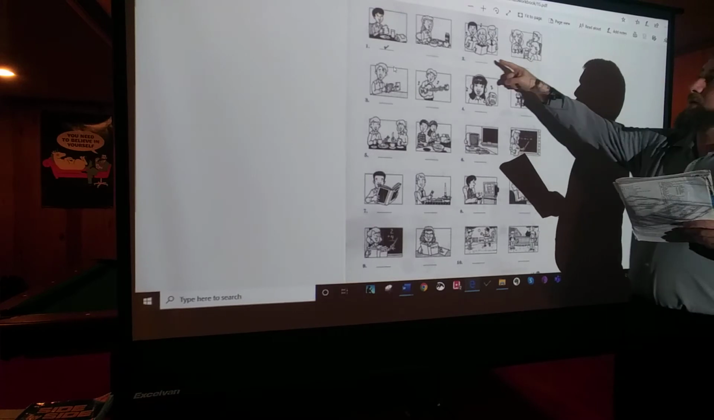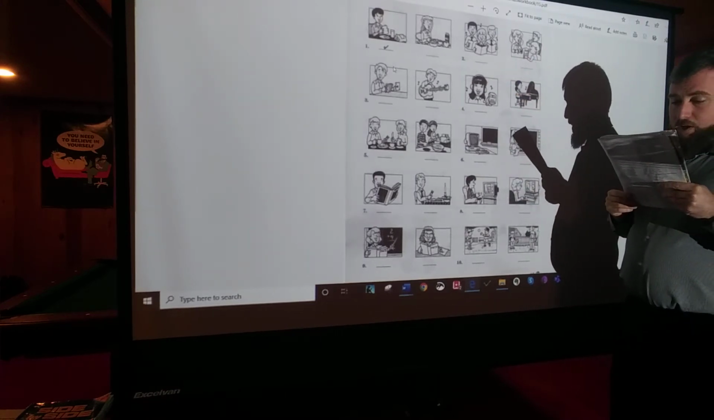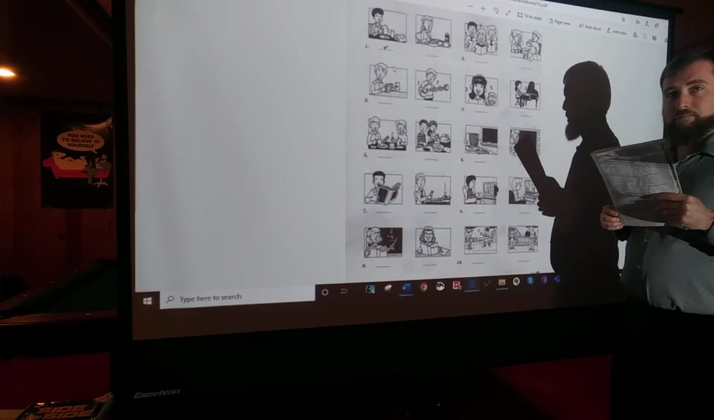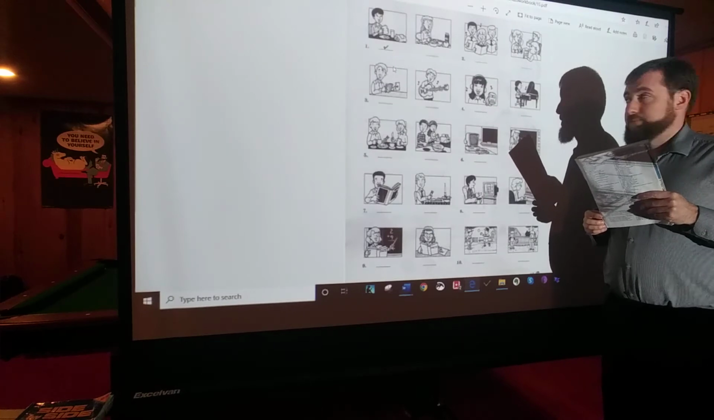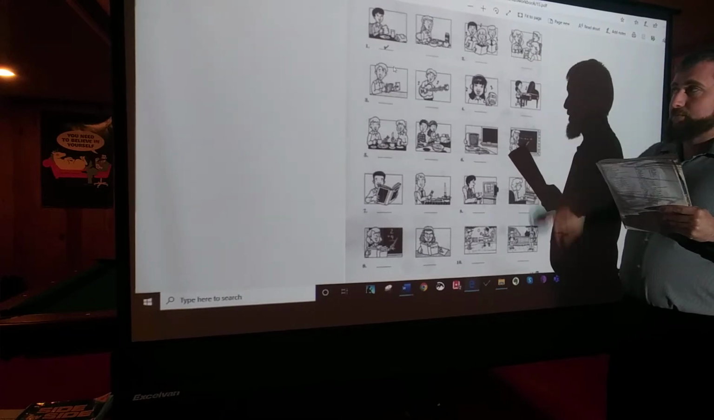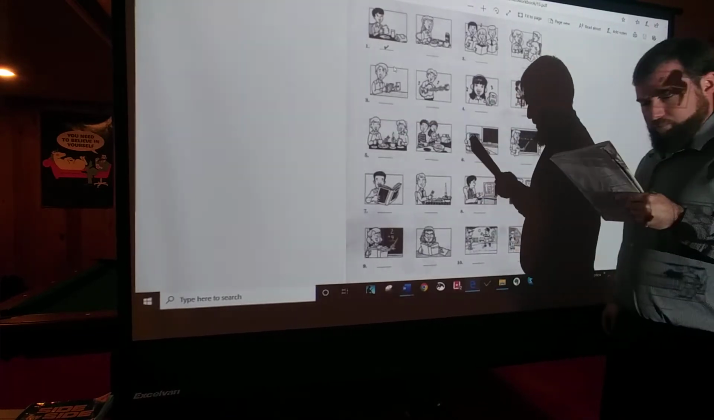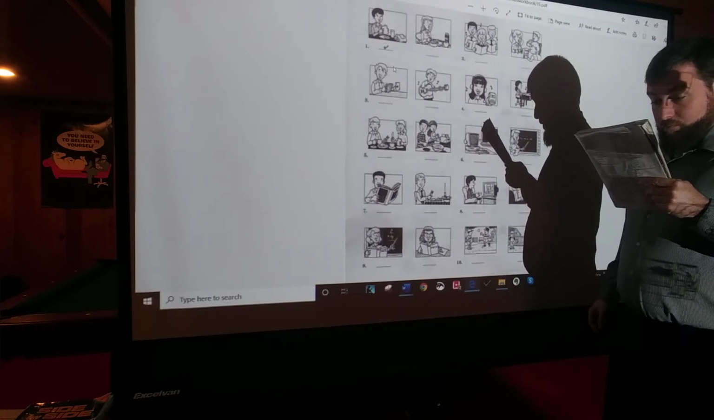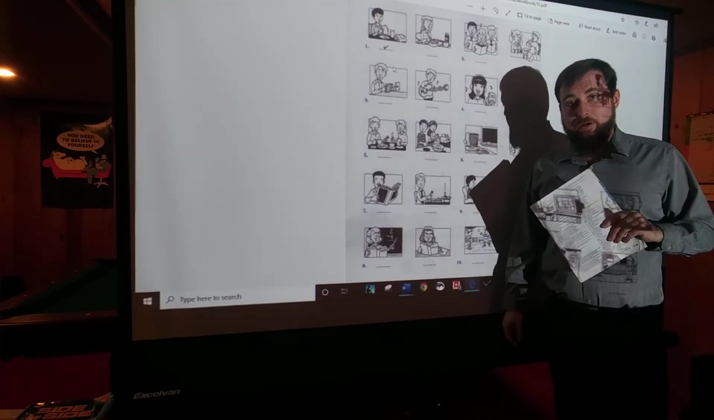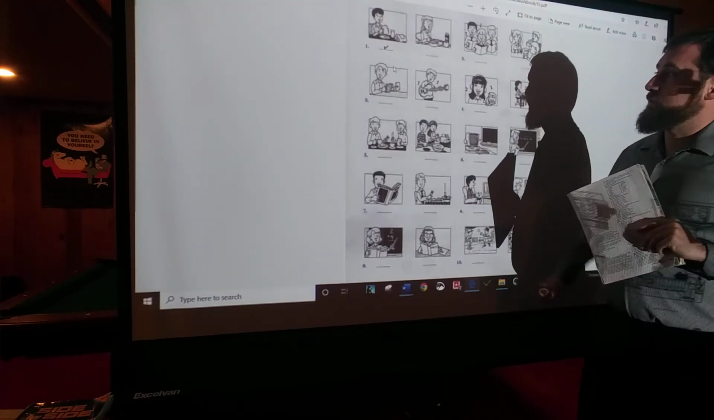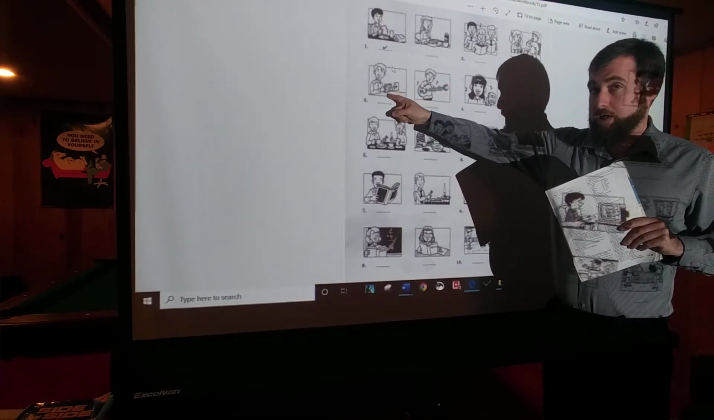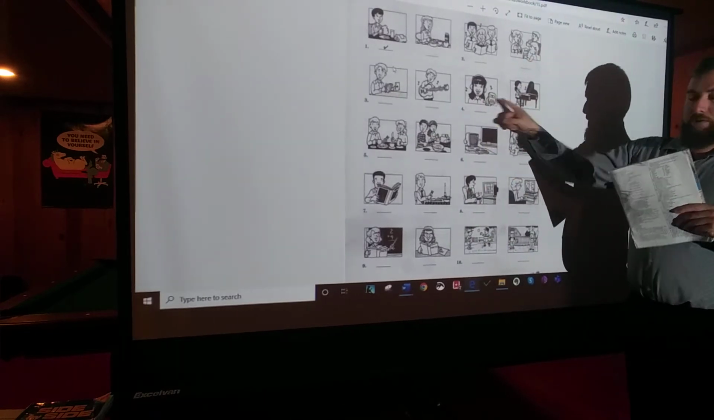Number 2, put your check under this or this. We're drinking milk. We're drinking milk. Should be this. We're drinking milk. Number 3. I'm playing the guitar. I'm playing the guitar. So that's this one. He's playing the guitar, as opposed to this one where he was playing cards.